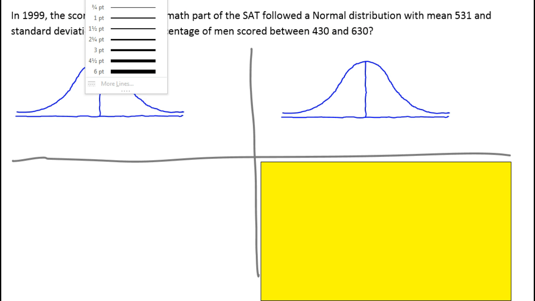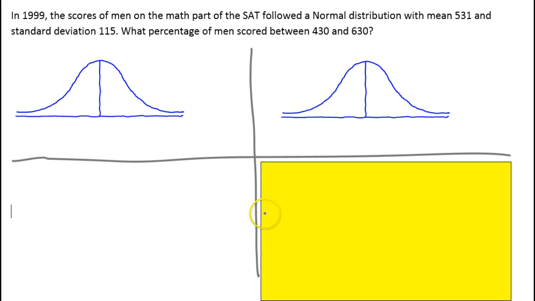So let's put some information on our graphs. And look, I recommend that you organize your work this way. You'll have to draw these little bell curves yourself. I believe you can do it. This line down the middle represents the mean. So I'm going to put my 531 right here. The reason why I have two of these is because on this side, I'm going to do SAT scores, or whatever the problem happens to be about. But on this side, I'm going to put the z-score version of this. So z-scores.